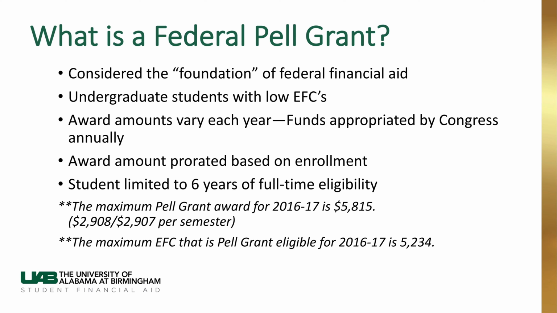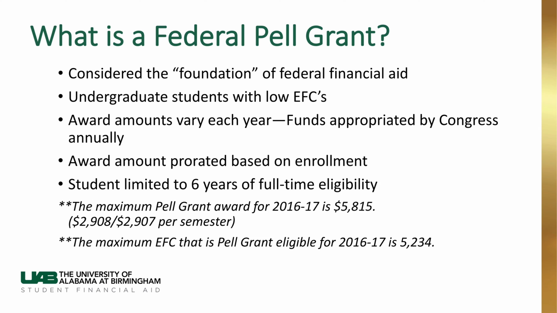The amount of Pell varies from year to year because it's an appropriated fund, which means we're waiting on Congress to come up with a budget to tell us how much money is available in Pell. The maximum Pell Grant for this current school year is $5,815. The minimum Pell Grant for a full-time student for this school year is $400. So there's a huge range between $5,800 and $400 of students who qualify for Pell money.